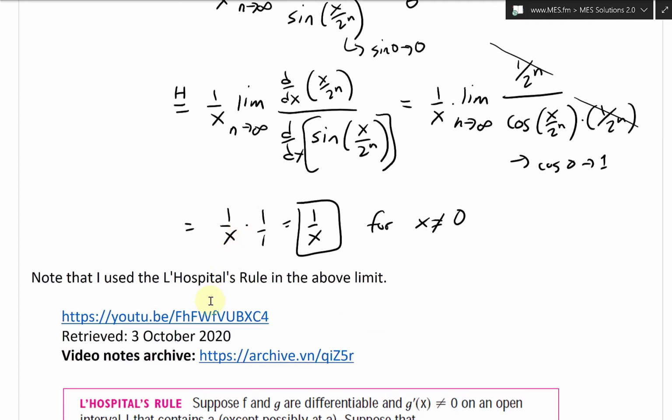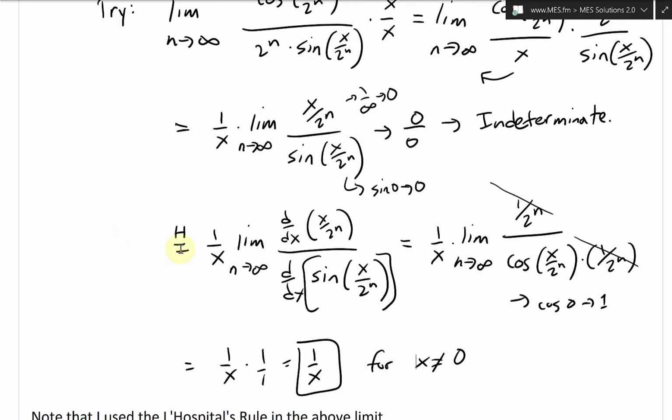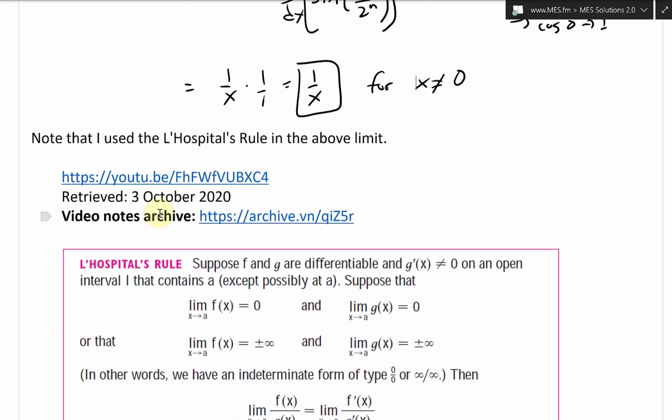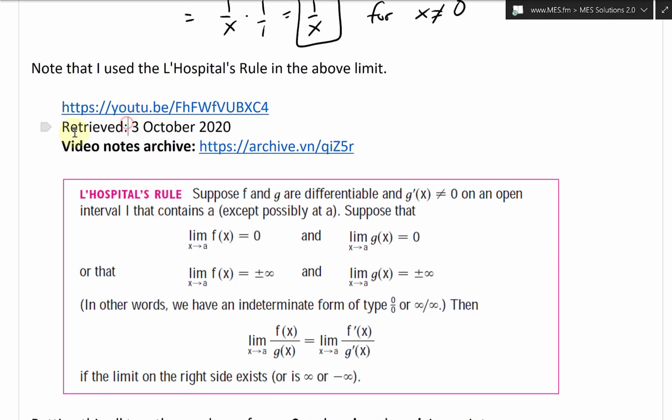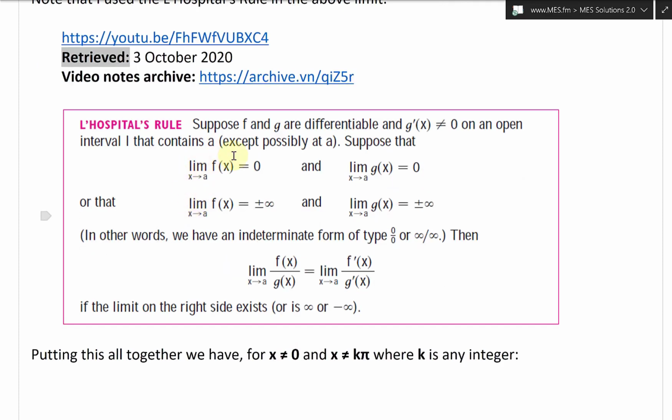Note that I used L'Hopital's rule in the above limit, taking the derivative. And here's a reference from my earlier video. I'll bold this. L'Hopital's rule: suppose f and g are differentiable and g prime of x is not equal to 0 on an open interval I that contains a, except possibly at a. Suppose the limit as x approaches a of f of x equals 0 and g of x goes to 0, or you have both going to plus or minus infinity. In other words, we have an indeterminate form of 0 over 0 or infinity over infinity.